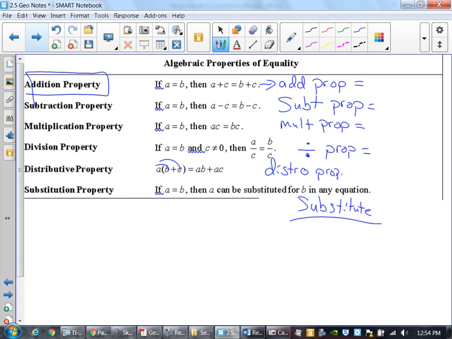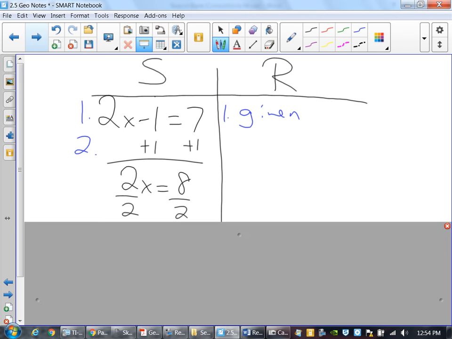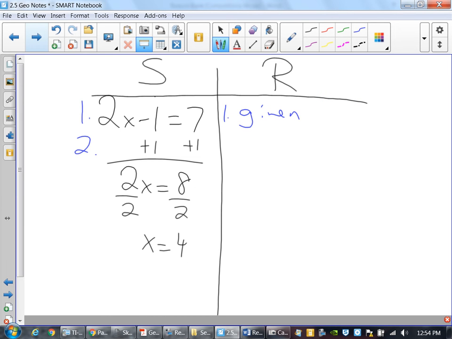So using our properties here and filling in our blanks, if we added on the same side, or added both sides of the equal sign, what was the property we called it? Add prop, and then equal. We didn't talk about this yet. What do we do now? What did we do here when I went to that step 3? We rewrote it. Now, instead of using the term rewrite, we use something different. It's called simplify.